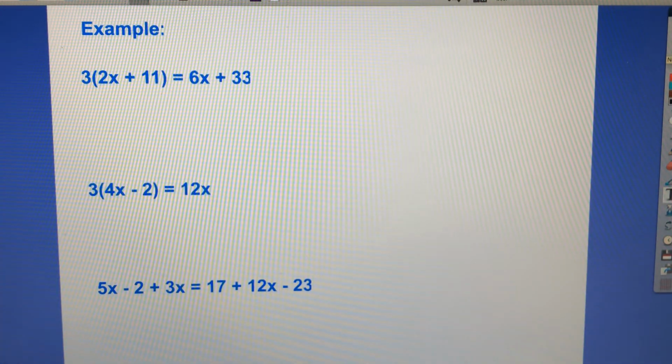Some examples for you. I'd like you to try all three of these. So let's pause the video again while you try these three examples.